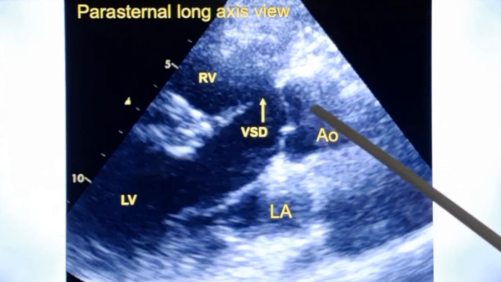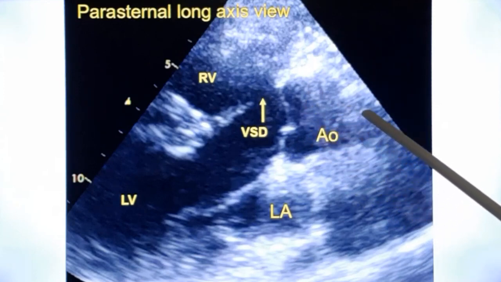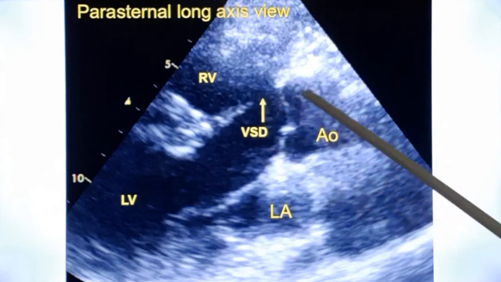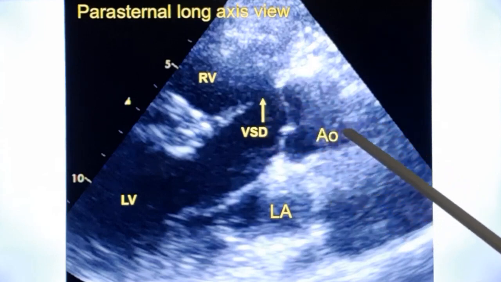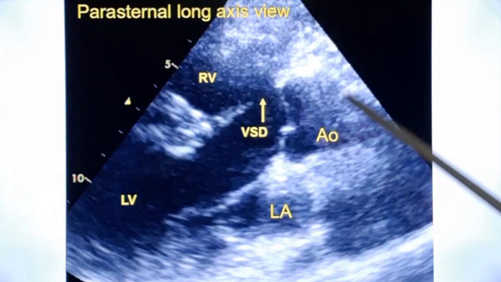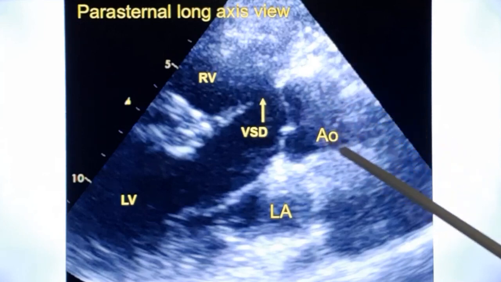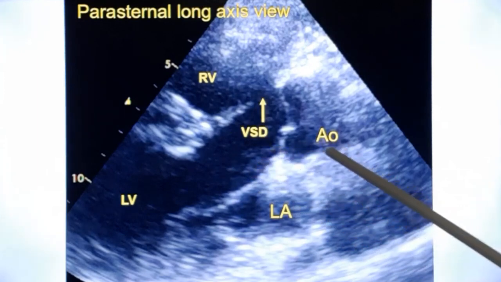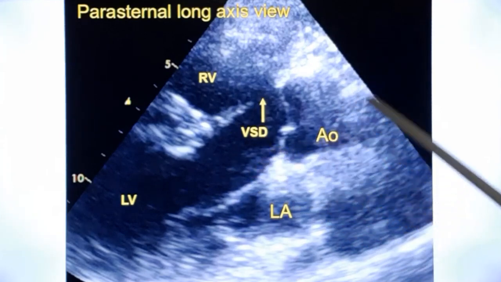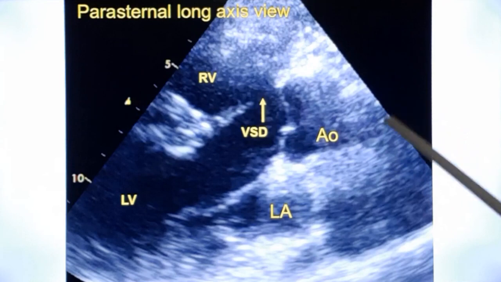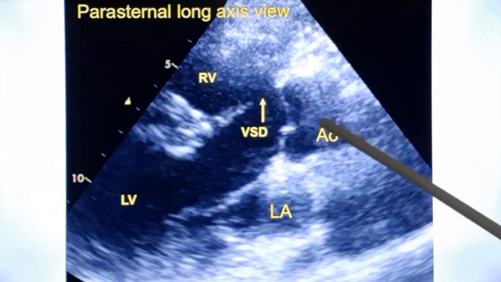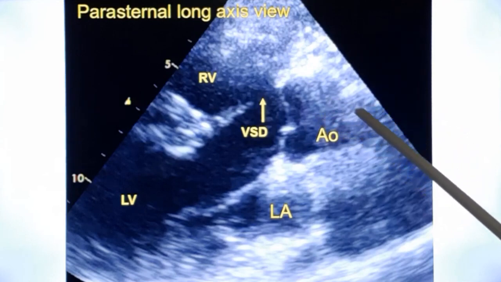And another condition which could have a similar view is truncus arteriosus, where there is only a single great vessel. I have labeled this as aorta, but from this view alone, you cannot be 100% sure whether this is truncus or an aorta. You require multiple views to see from where the pulmonary arteries are arising.